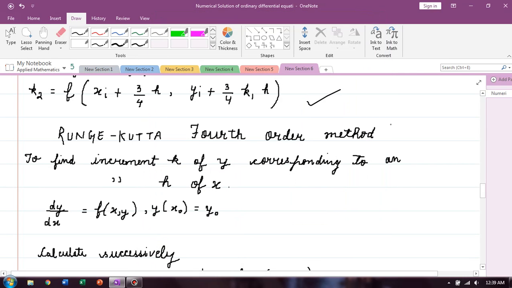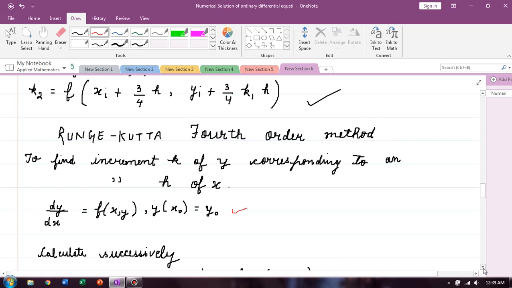Okay, so now we'll be studying the second method of Runge-Kutta, which is the fourth order method. In Runge-Kutta fourth order method, it is used for finding the increment k of y corresponding to an increment h of x. So now this is the form of the ordinary differential equation, right?